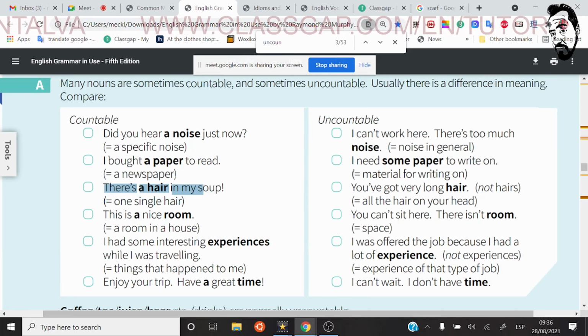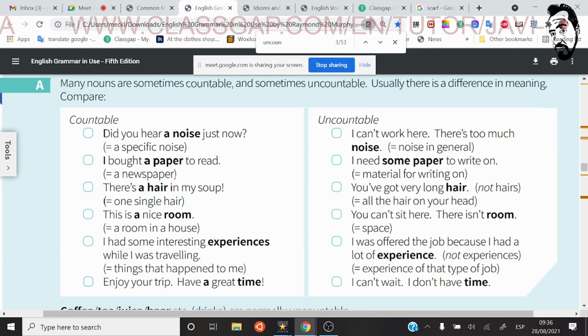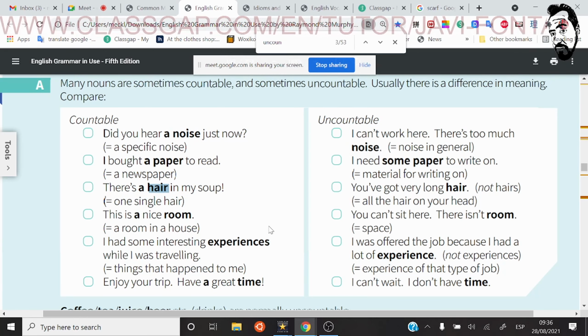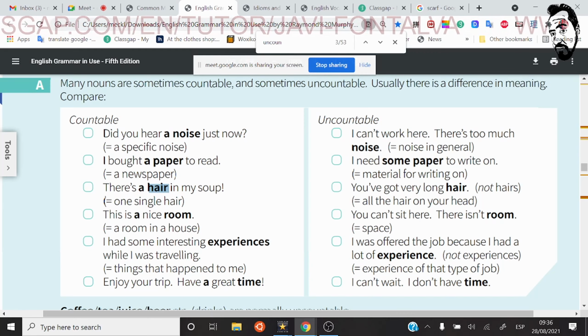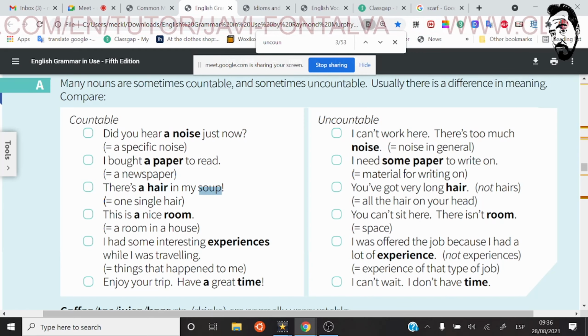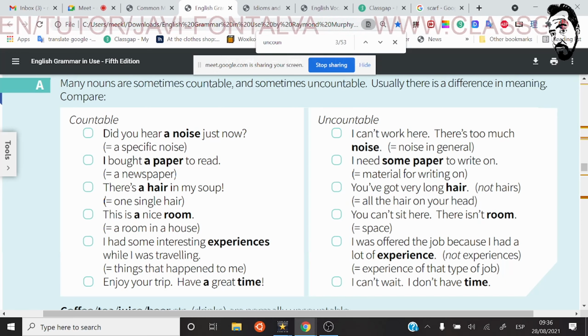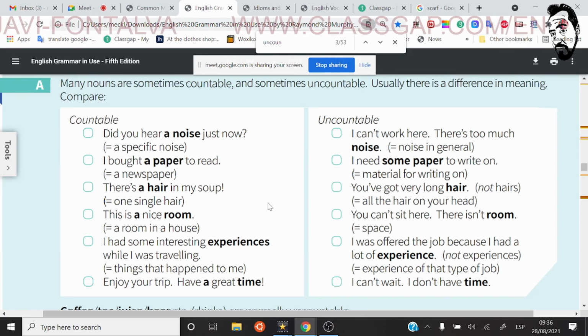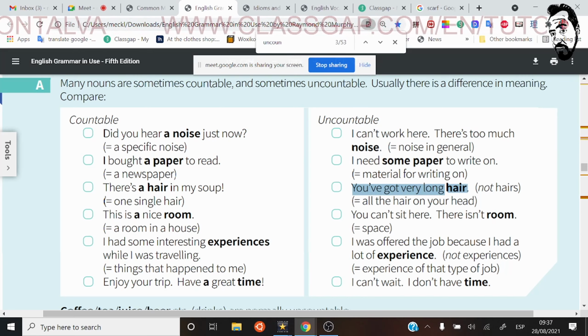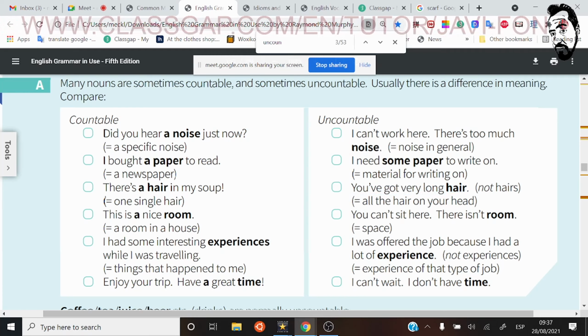Okay, next one. There's a hair in my soup. So when we say a hair, we mean only one of these. Only one, okay? Next one. You've got very long hair.